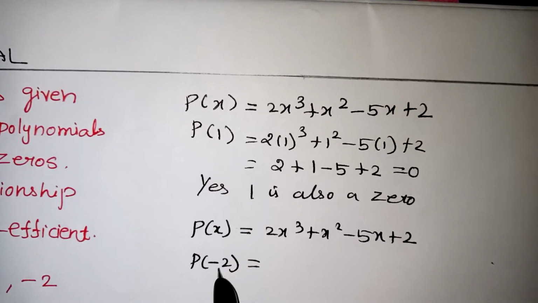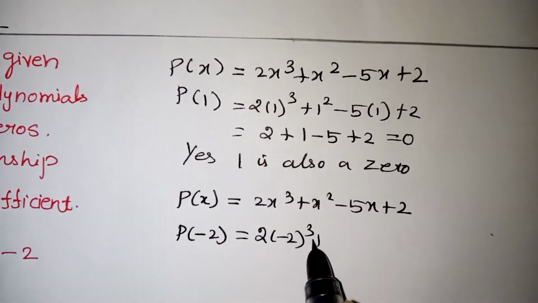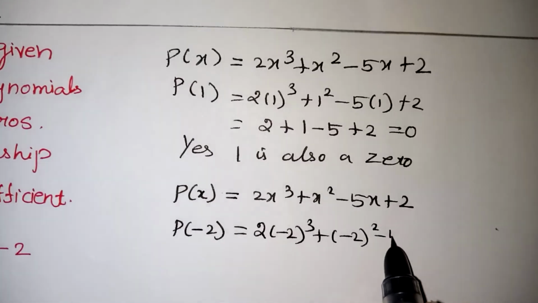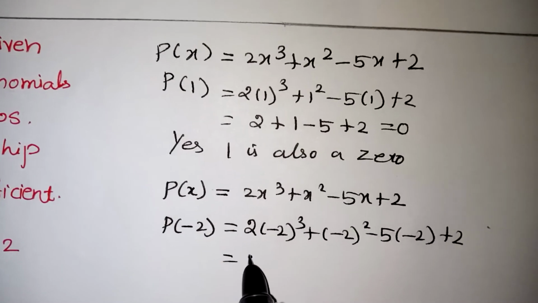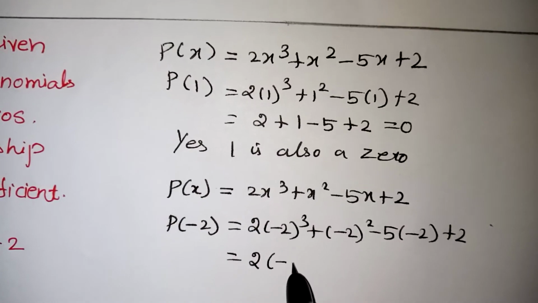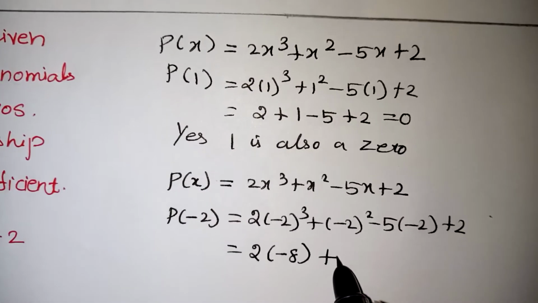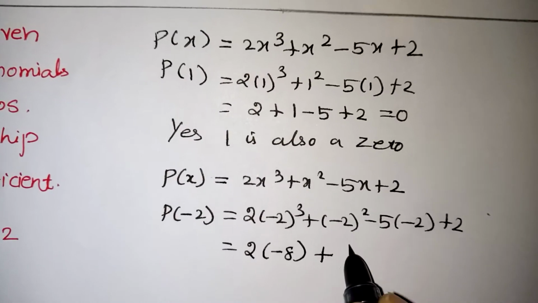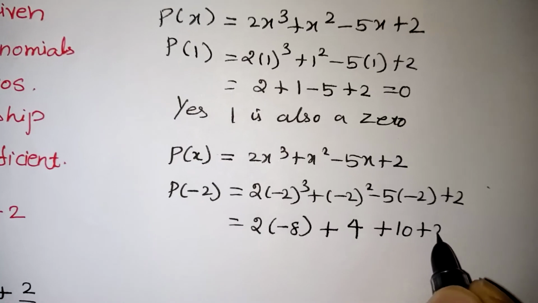So in the place of x I want to substitute minus 2. So 2 into minus 2 cube minus 2 squared minus 5 into minus 2 plus 2. Here 2 into minus 2 cube will give you minus 8, because it is an odd power, so minus will come as it is. Minus 2 squared is an even power, so minus will become plus. So minus 8 minus 4 plus 10 and this plus 2.